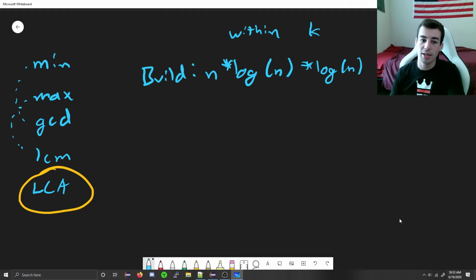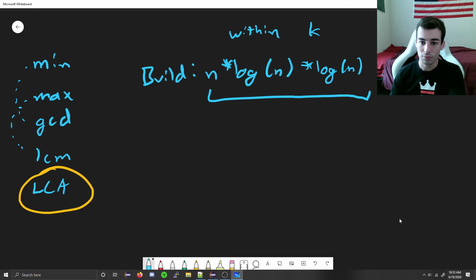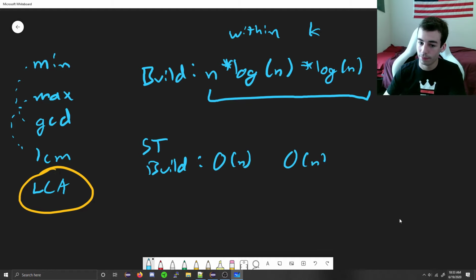The other issue is if we need to keep all of these RMQs in memory at once, then our total memory usage is also going to be n log squared n. And n log squared n memory is often quite a bit of memory, and a lot of times that's not going to be okay. So we need to somehow fix it. Well, one thing we could do is use a segment tree instead. Segment trees we can build in order n, and they also take order n memory. So segment trees in this case might be more helpful.